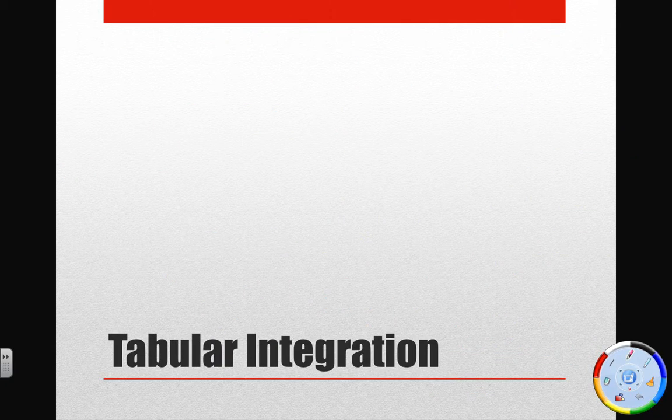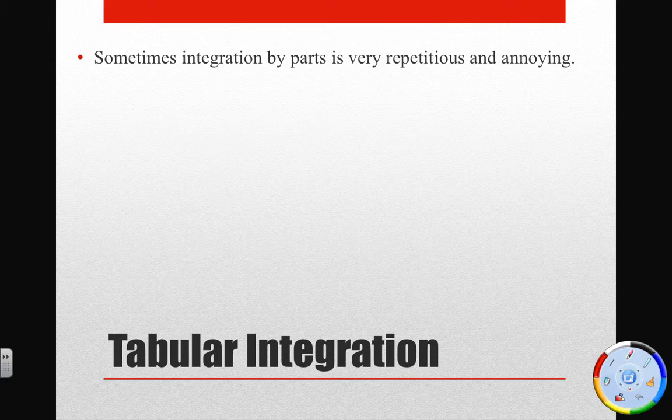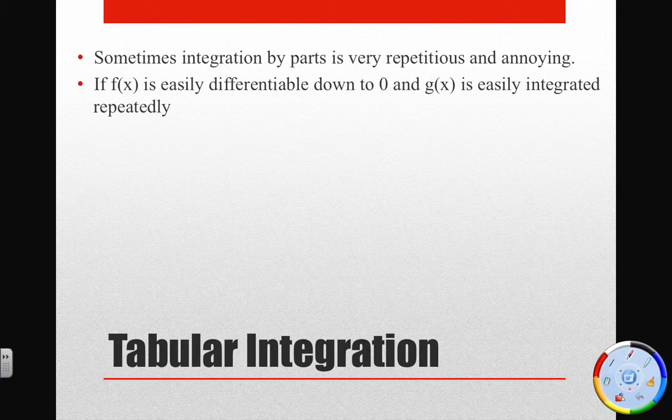All right. Last piece here is what we call tabular integration. What this ends up being is something like that particular problem, or actually a problem a couple pages ago where we had to do it twice. Sometimes integration by parts gets very repetitious and very annoying, especially if you have to do it more than twice. Twice wasn't so bad. If you had to do that a third time, a fourth time, a fifth time, that sort of idea. So if you have the integral of f of x times g of x dx, and one of those two functions is easily differentiable all the way down to 0, and the other one is easily integrated repeatedly.